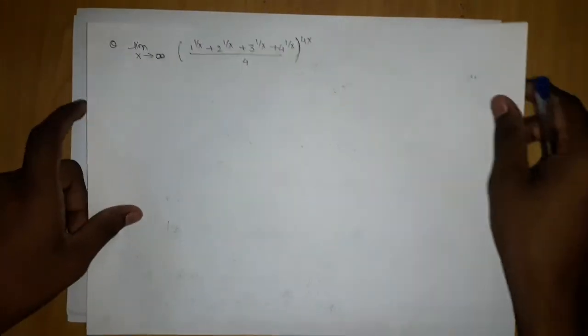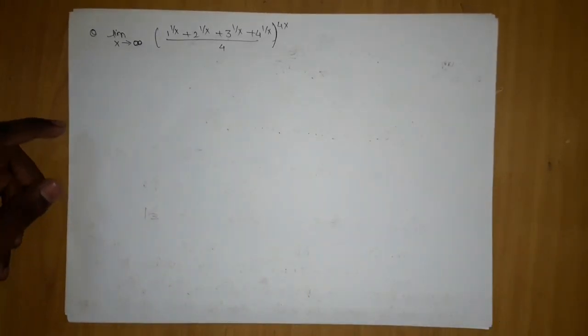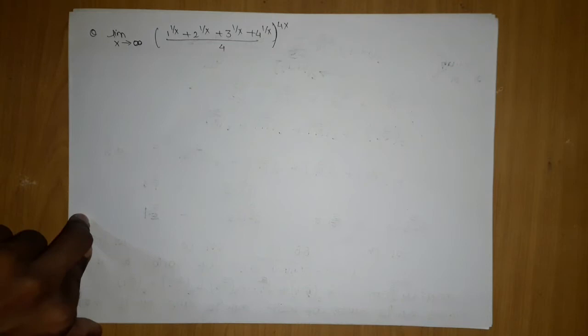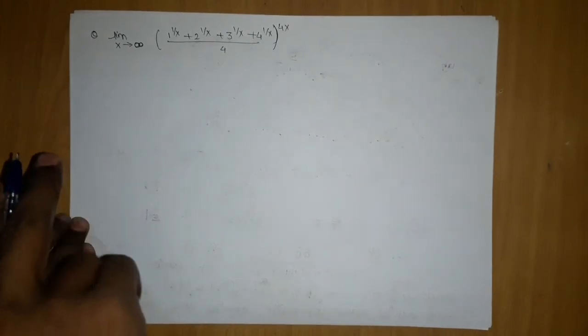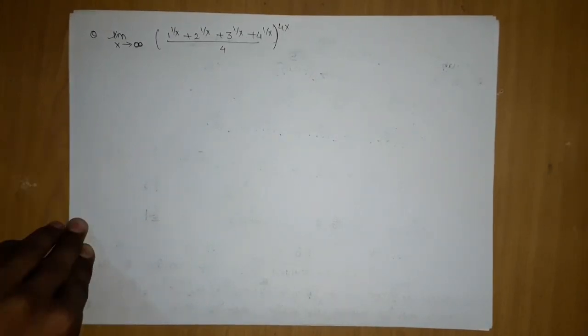The next question which we are going to take is this. The speciality of this type of question, okay, let me read the question. Limit x tends to infinity, (1 upon 1 by x plus 2 upon 1 by x plus 3 upon 1 by x plus 4 upon 1 by x), the whole upon 4, the whole to the power 4x. Now in this type of question, if you directly substitute, you will get (1 power 0, 2 power 0, 3 power 0, 4 power 0) by 4, which will become 1, and this will become infinity, right?